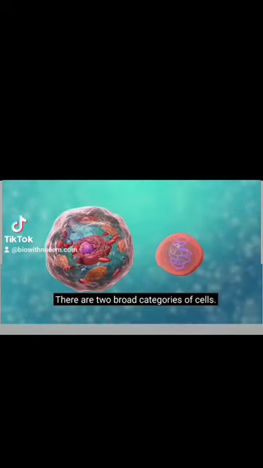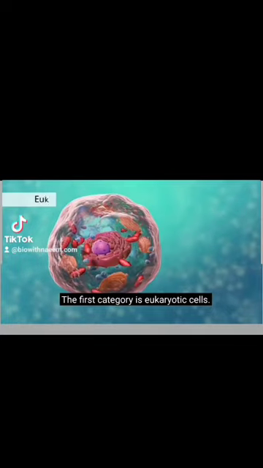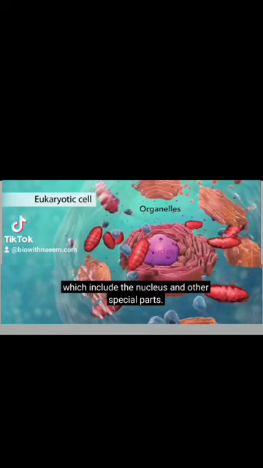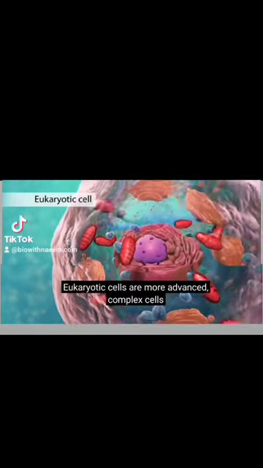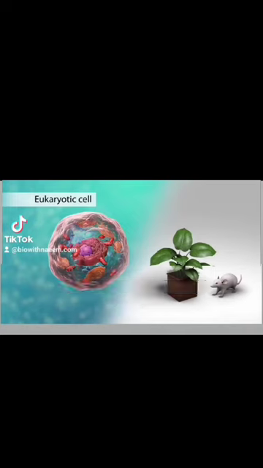There are two broad categories of the cell. The first category is the eukaryotic cell. They have organelles, which include the nucleus and other special parts. Eukaryotic cells are more advanced, complex cells, such as those found in plants and animals.